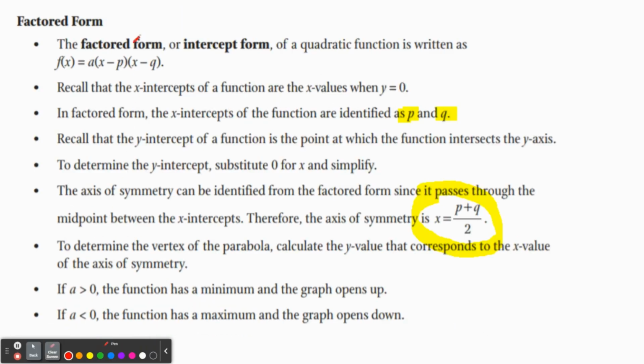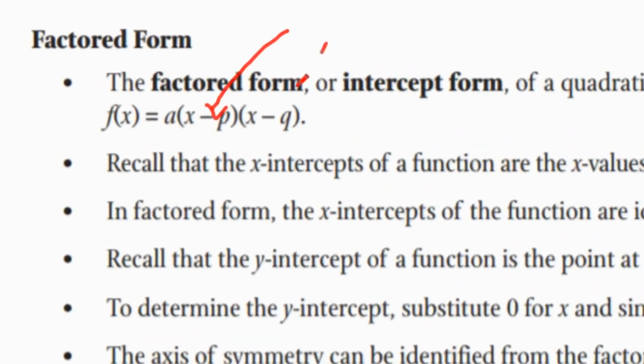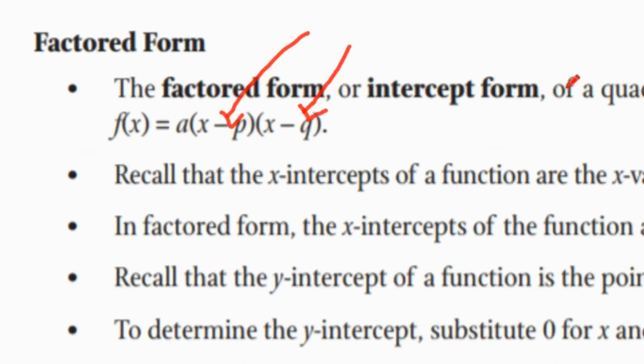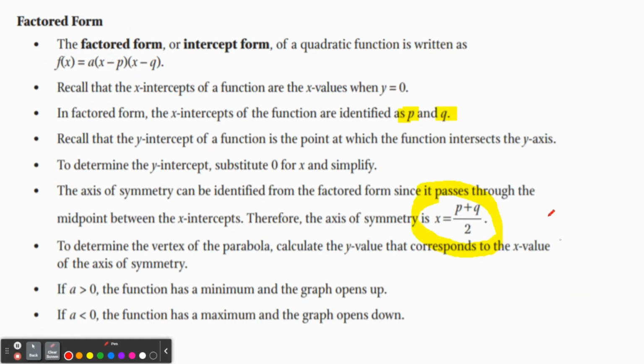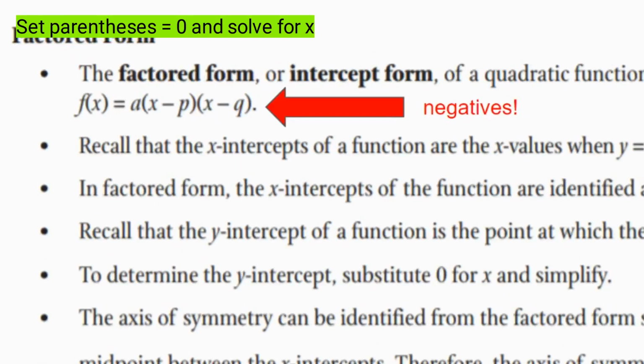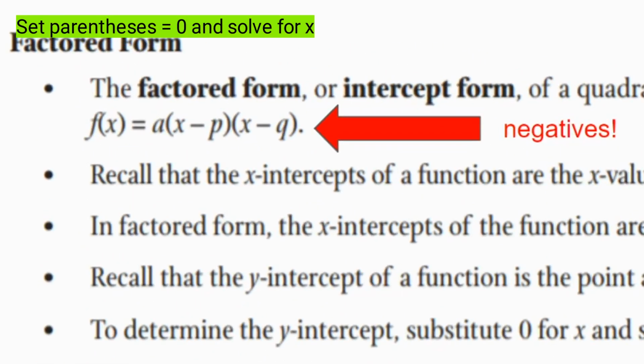Now, factored form doesn't give you the vertex, it gives you the x-intercepts, which are also known as the solutions, or sometimes they're called the zeros or roots. If you want to find the vertex pretty quickly, you could average the two x-intercepts, because when you're dealing with a parabola, the vertex will be halfway between those two x-intercepts. Again, this formula has negatives as well, so we need to set both of those parentheses equal to 0 when trying to figure out what are those x-intercepts.